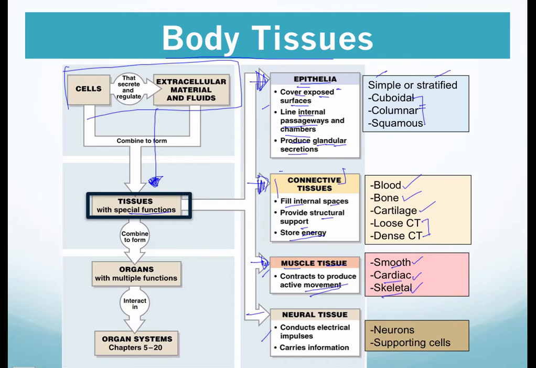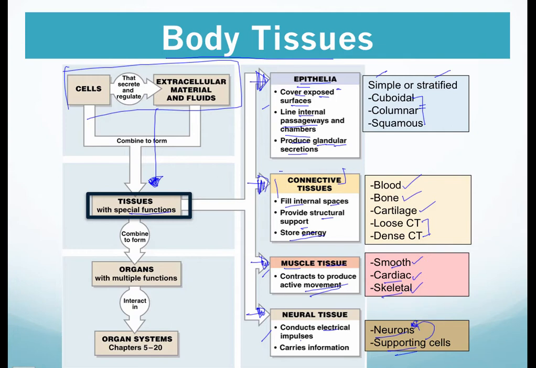And then finally neural tissue, and this one is that fast acting response of our body in order for our body to communicate amongst each other. And we do that through neurons and supporting cells. Supporting cells really just help maintain all of these neurons, which do all of that work.